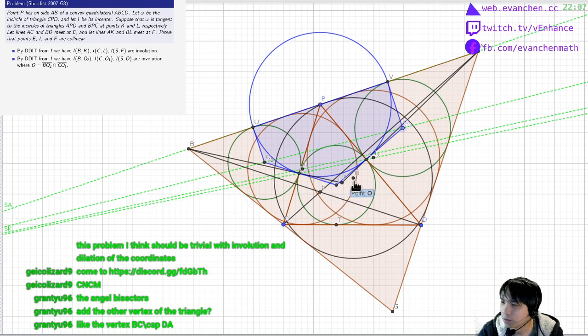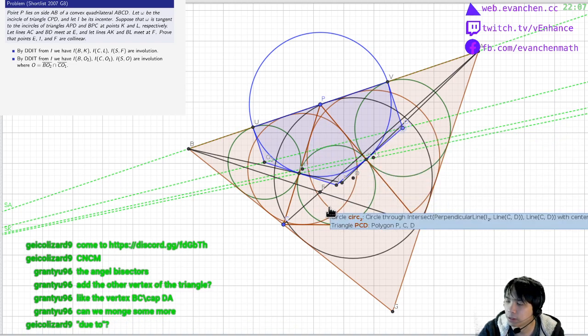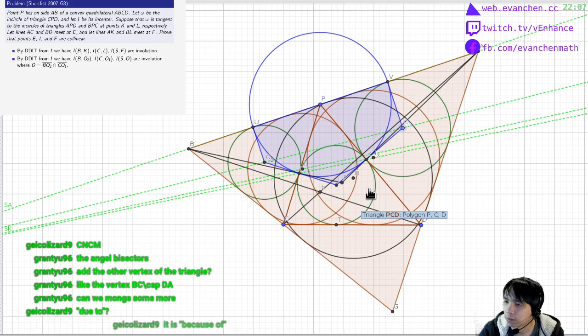So I want O, I, and... Oh, so O and I is something. Yeah. So do choose the green and the big black. Means that there is a homothety. So there's a center of some homothety from the black and the green, and it's collinear with some things. What are they?